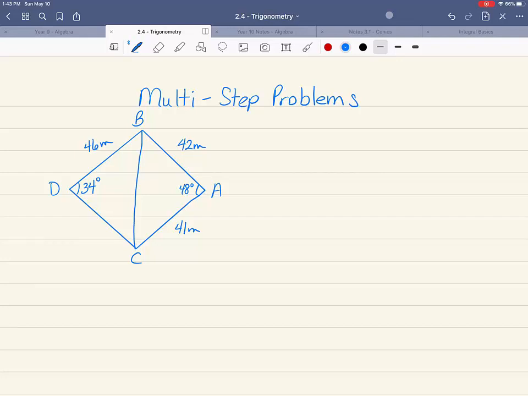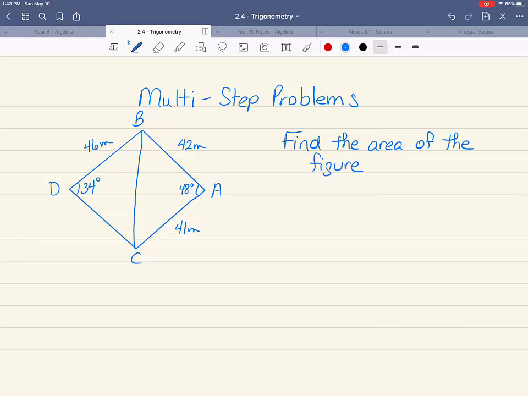Hi everyone. Today's lesson is on multi-step problems dealing with the law of sines, the law of cosines, and the area of a triangle. Now, these are what your assessments are going to look like. You're going to be given a four-sided figure that you're going to have to find information about: sides, angles, and areas. So this one specifically is going to ask you to find the area of the figure.